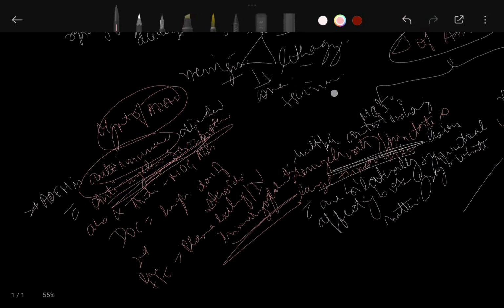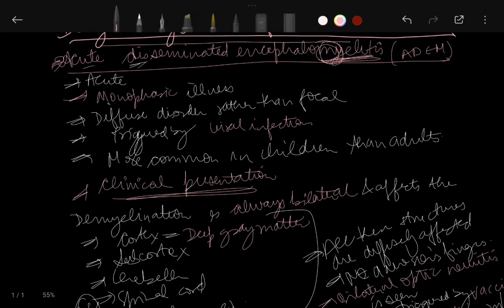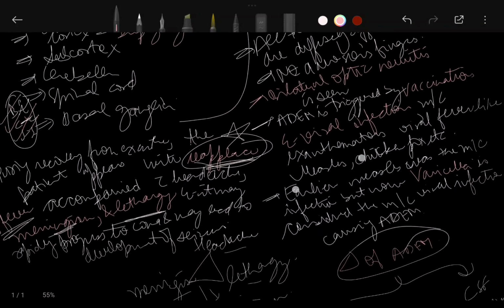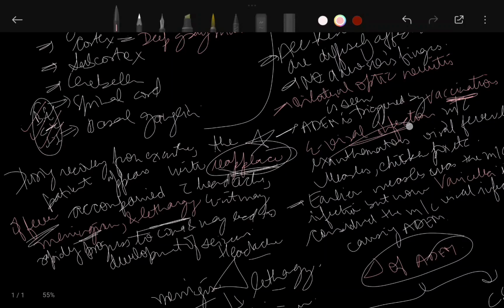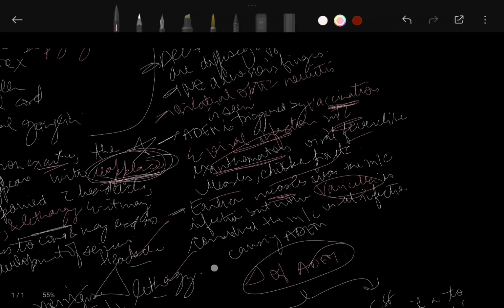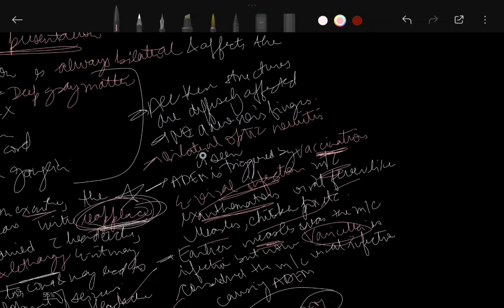So, summing up ADEM: it is an acute, diffuse disorder rather than focal, more common in children than adults, a monophasic illness triggered by viral infection. In the clinical presentation, demyelination is always bilateral, involving basal ganglia, cortex, cerebellum, spinal cord, and subcortex. It is triggered by vaccines and viral infections, most commonly exanthematous infections such as measles and chickenpox. After clinical recovery from the exanthem, the person may present with reappearance of fever accompanied by headache, meningism, lethargy, and coma, and all these structures are diffusely affected, with bilateral optic neuritis.